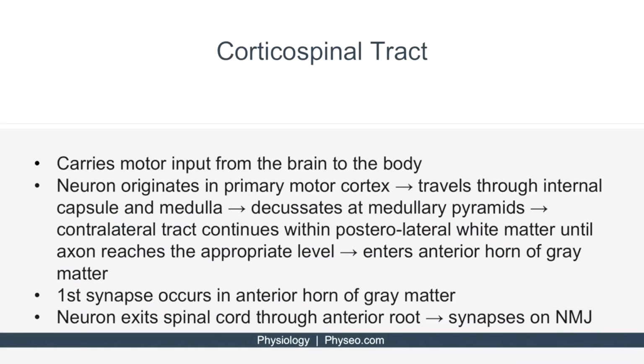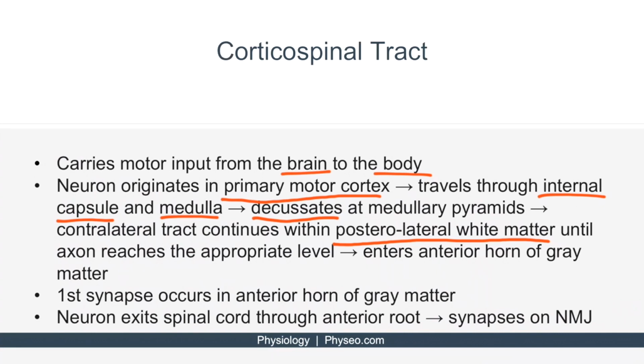So now let's talk about the corticospinal tract. The corticospinal tract carries motor input from the brain to the body. The first neuron originates in the primary motor cortex. Then it travels through the internal capsule and the medulla. At the level of the medulla, the corticospinal tract decussates, specifically at the medullary pyramids, and then the contralateral tract continues down within the posterolateral white matter until the axon reaches the appropriate level.